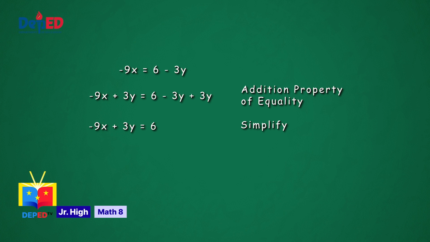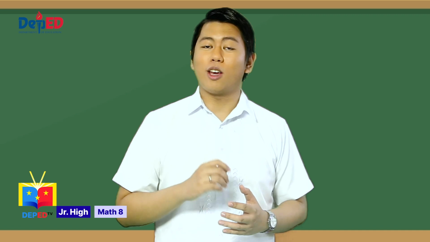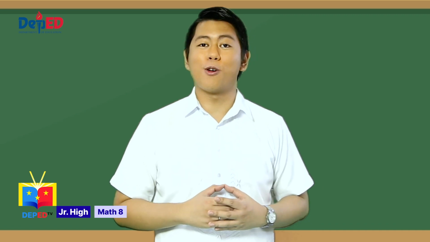So we can still simplify the equation by dividing both sides by negative 3. We will have 3x minus y equals negative 2. Next is we write the equation in slope-intercept form.